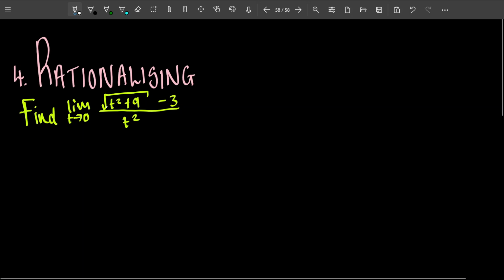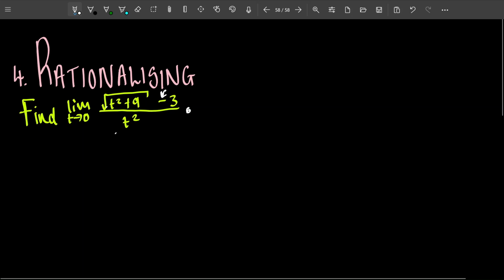So if I put 0, t squared is going to be 0, and my denominator will be 0, and that's a problem. So what should I do now? Rationalize. How do I do it? I multiply by the conjugate. What's the conjugate? It is the same thing as your numerator, but the sign at the center is going to be the opposite: the square root of t squared plus 9 and 3. And I multiply both the top and the bottom.